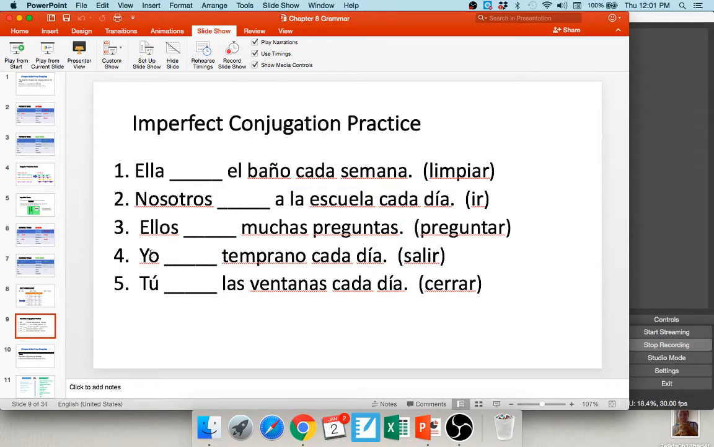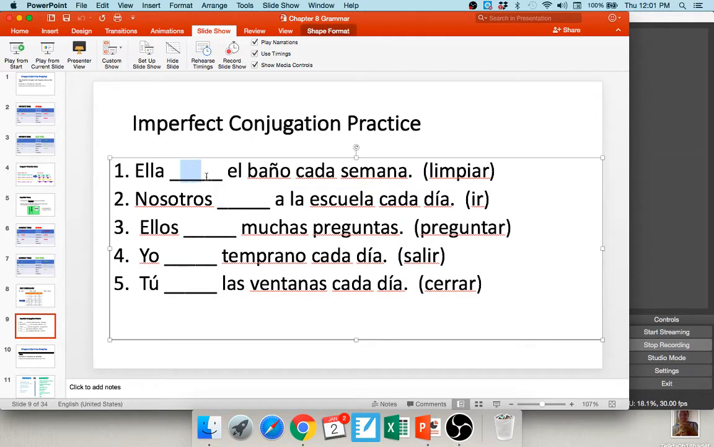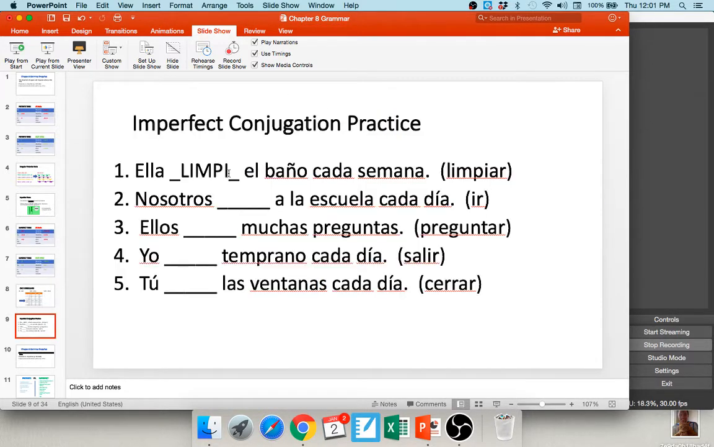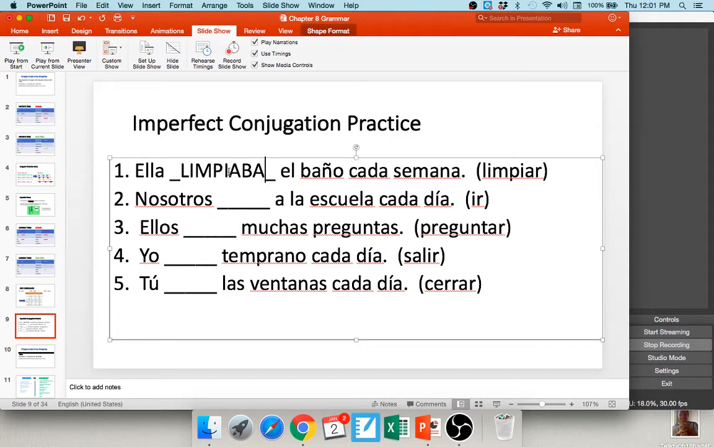So let's start with some basic conjugations. To say that ella limpiar el baño, we're going to take limpiar. We're going to chop off our AR. Chop off our AR. And we're going to add back, for an AR verb in the she form, aba. So ella limpiaba el baño cada semana. She used to clean the bathroom every week.